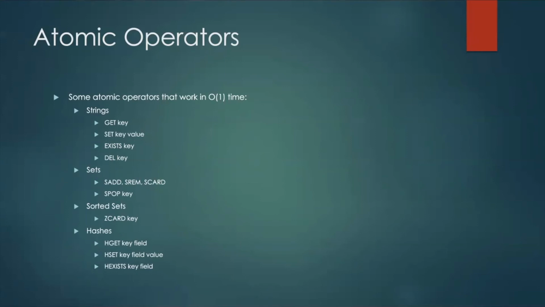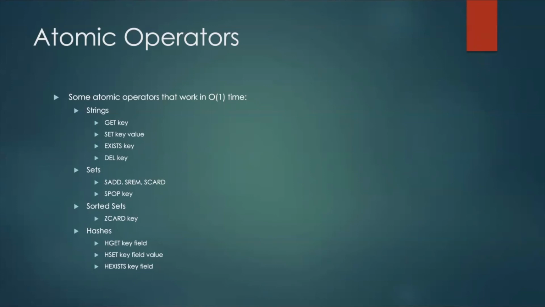Under the sets, sadd adds 1 or more members to a set. Spop removes and returns a random member from a set. Srem, or you can also say it as sremove, removes 1 or more members from a set. Scard gets the number of members in a set.